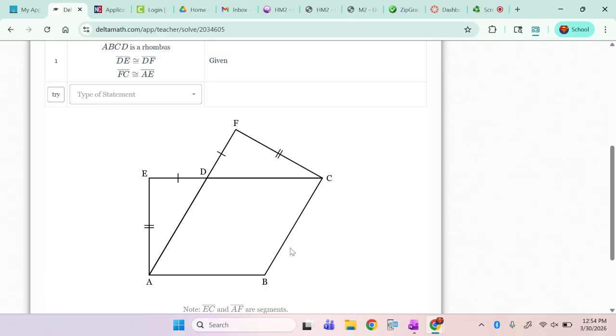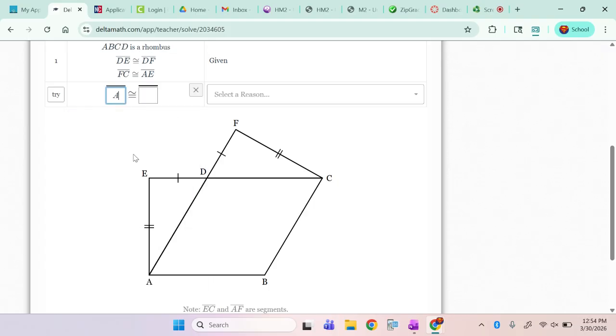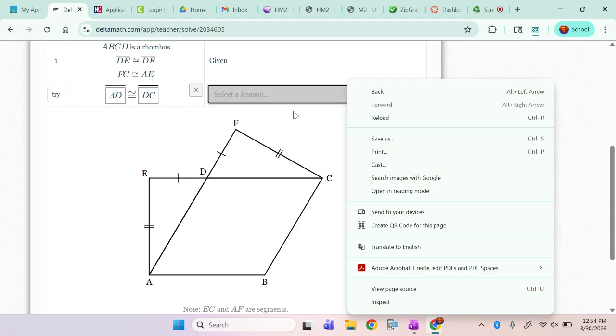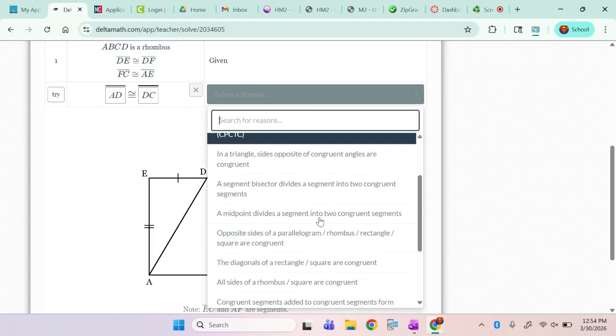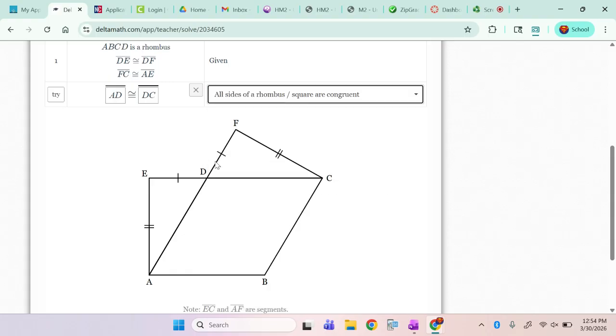Which side specifically of this rhombus would make the most sense for me to say is congruent? AD is congruent to DC. Why? Because all the sides of a rhombus are congruent. So all sides of a rhombus or square are congruent.